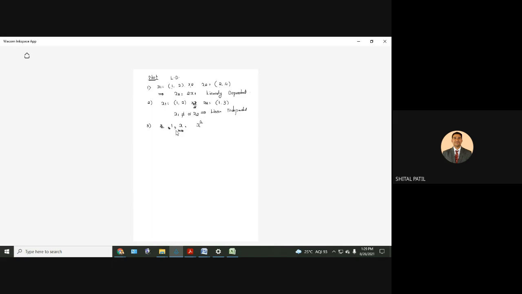And it is so if I add 1 to the list. So 1, x, x square. How many vectors are there? 3 vectors are there, and they are linearly independent. Is everyone getting this? Okay, I'll take a fourth example.